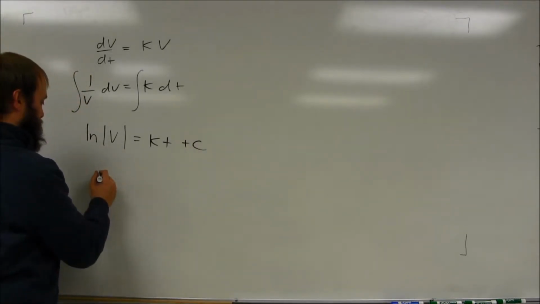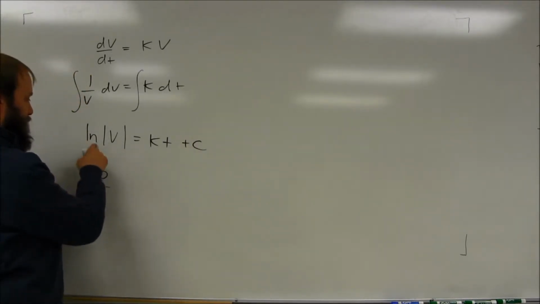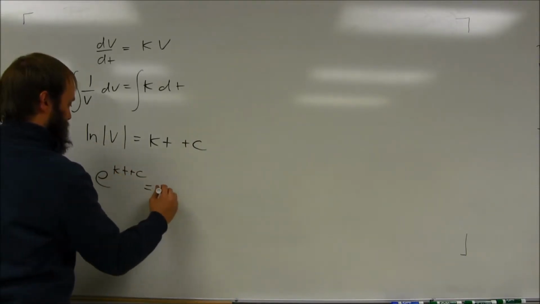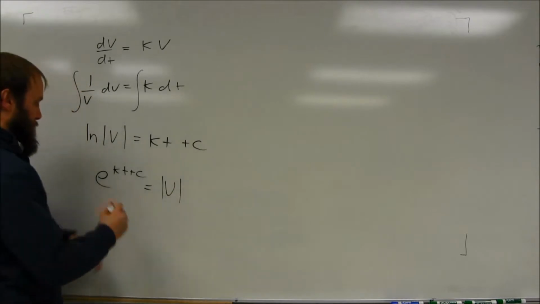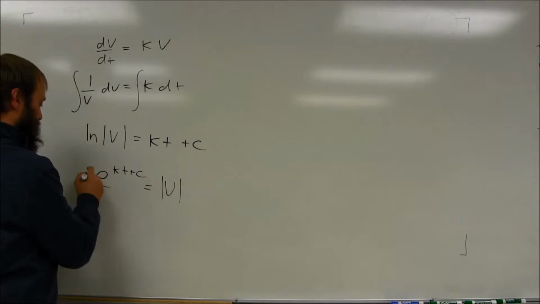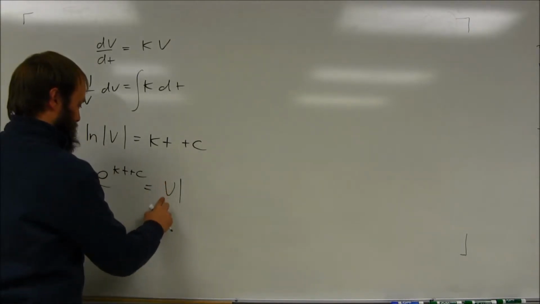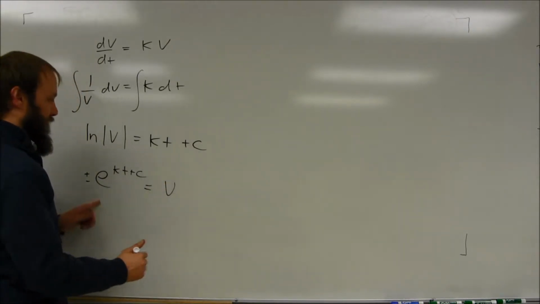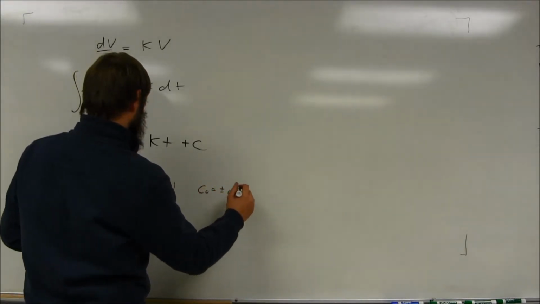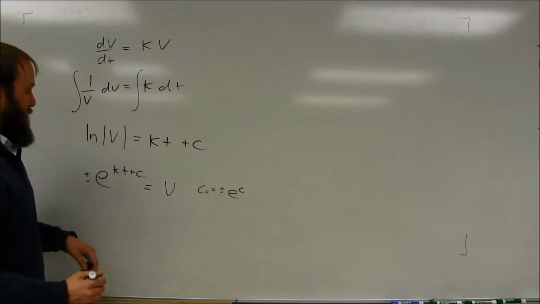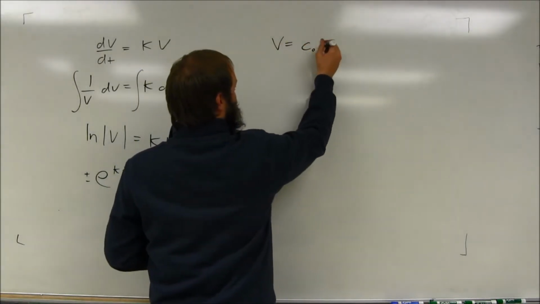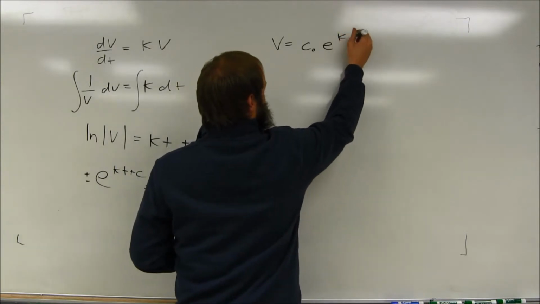I'm going to convert to exponential form. That's a log base e. This is your exponent. I can get rid of the absolute value. I can make that a plus or minus over on the left-hand side. And that'll allow me to get rid of my absolute values. I'm going to let c naught equal plus or minus e to the c power. And so my final function is going to end up being v equals c naught times e to the kt power.